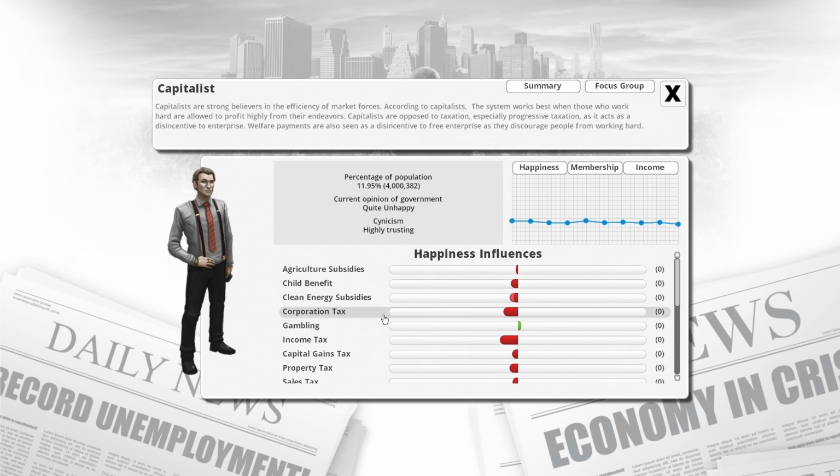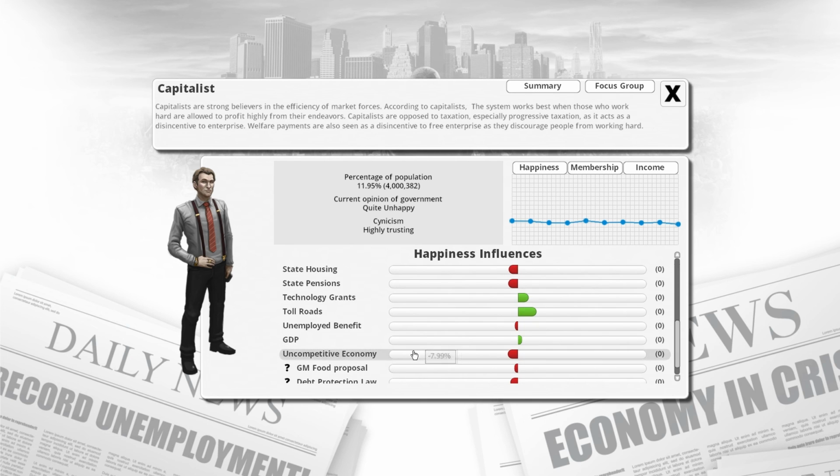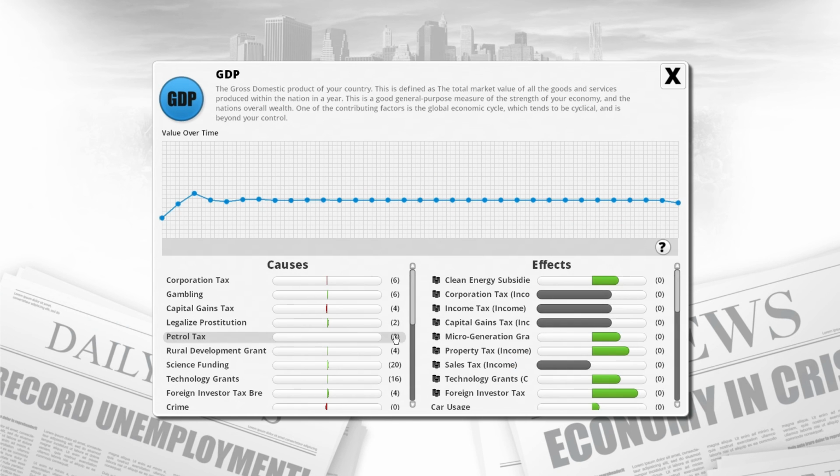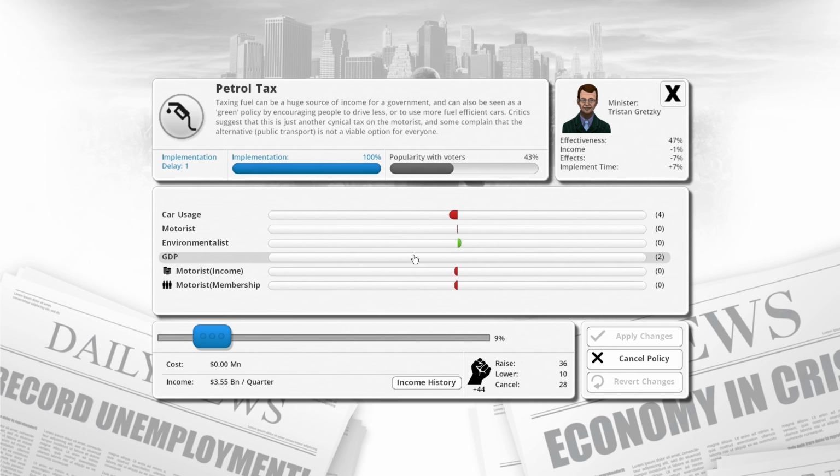So that's okay. We'll deal with them by seeing what affects them. Okay, they don't like the corporation tax. They do like gambling. Let's see what else they like. Technology grants, toll roads, the GDP being high, they do like that. I can see what affects the GDP. Corporation tax, gambling, legalized prostitution, don't really want to do that. Petrol tax, this is a tax on gas. I am actually going to increase this a little bit, which will help the environment as well.